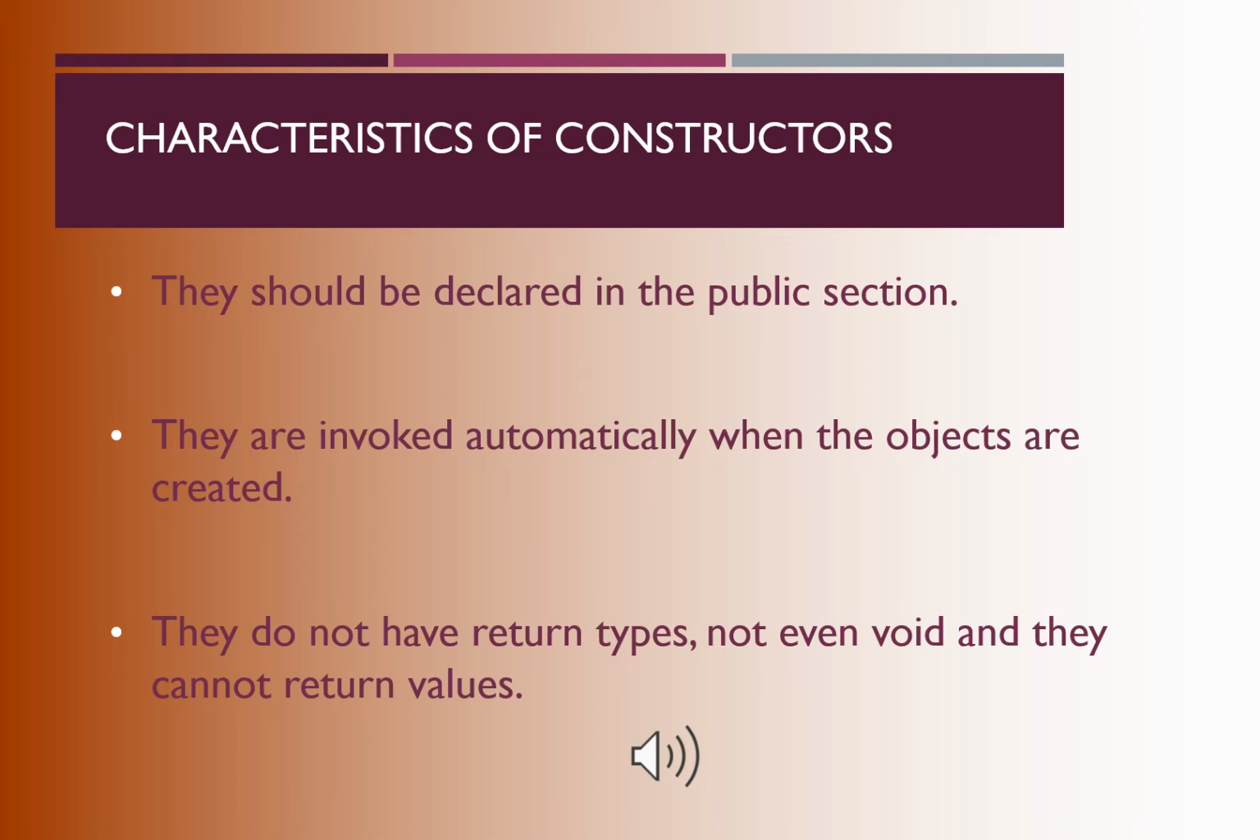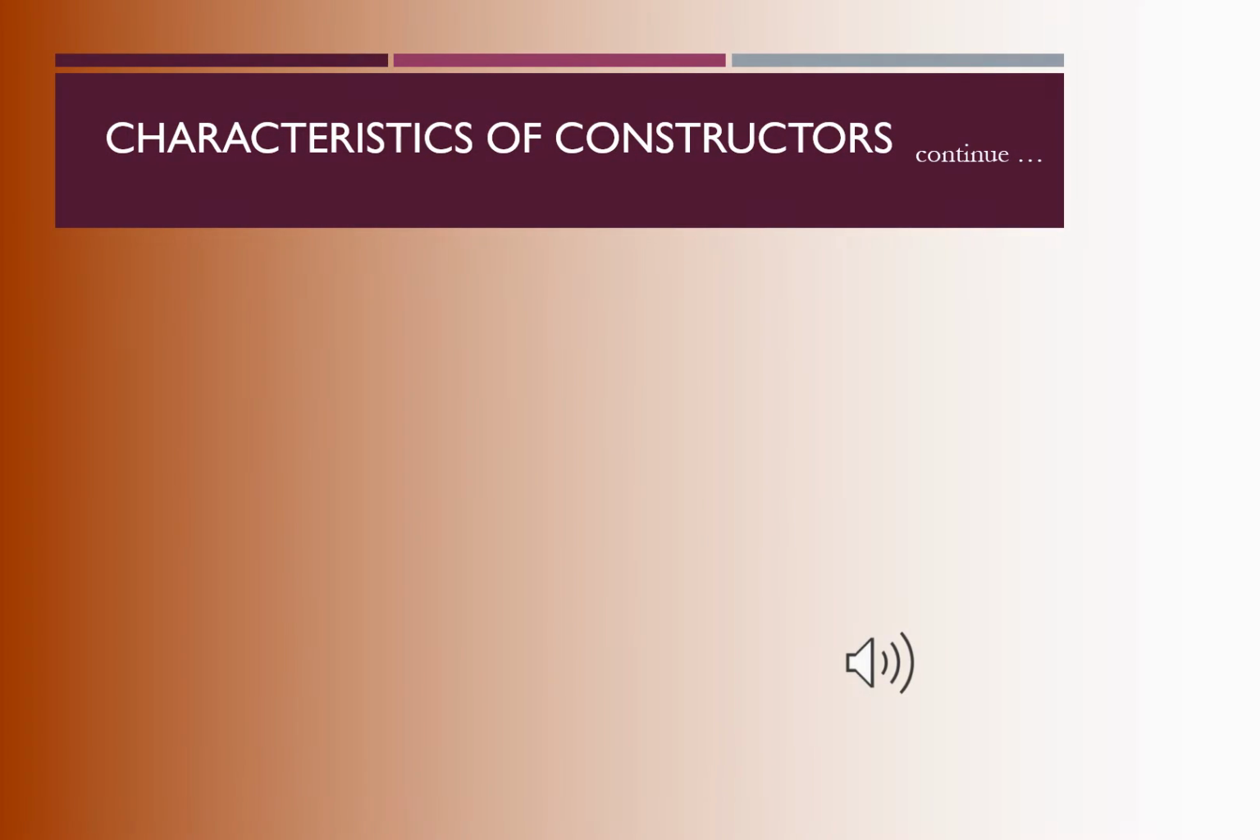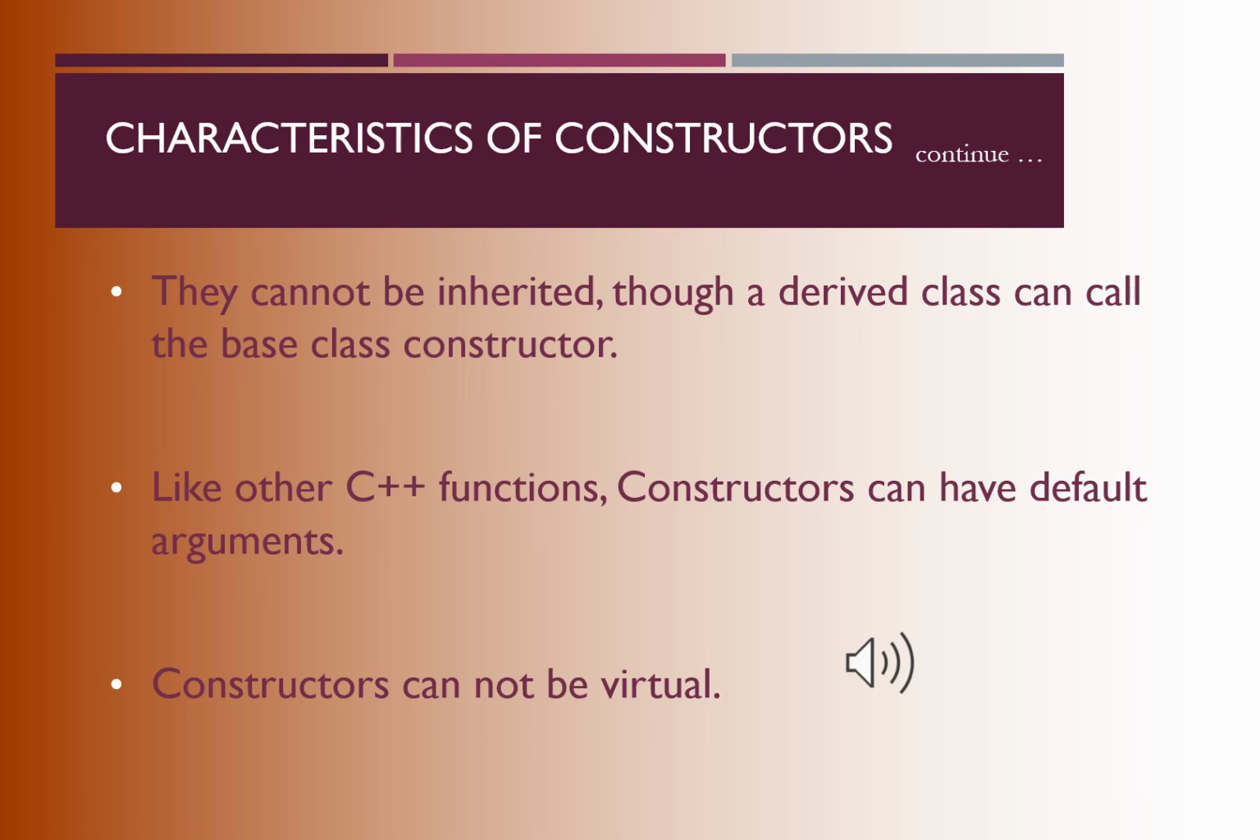Here are the characteristics of constructors. They should be declared in the public section. They are invoked automatically when the objects are created. They do not have return types, not even void, and they cannot return values. They cannot be inherited, though a derived class can call the base class constructor.